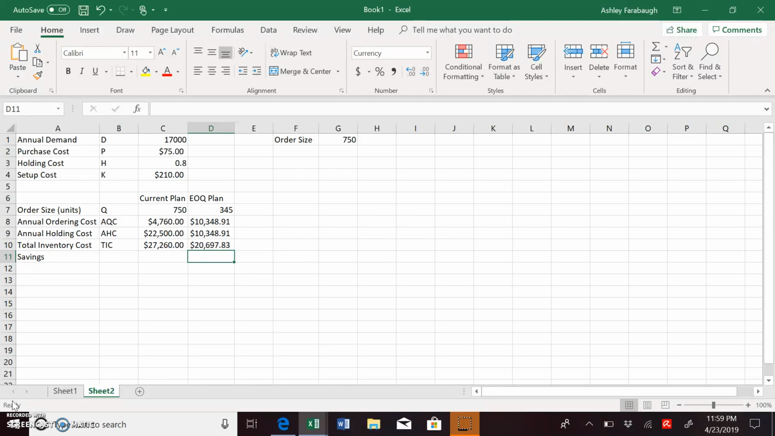And we get $20,697.83. Now to find our savings, if we go with the EOQ plan for 345, the order size, we're going to put our equal sign in, take our inventory costs from the current plan, and minus our EOQ plan cost. And the savings that we would get if we went with an EOQ plan is $6,562.17. So you can see since we compared the two plans and we did an EOQ plan, we can see how much we will be saving.